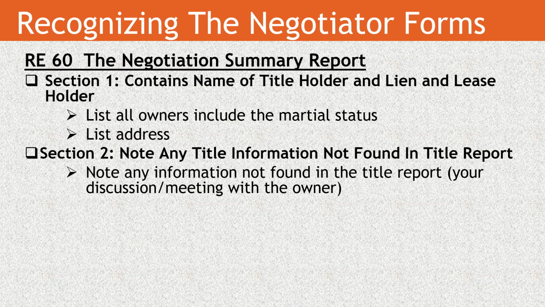All right, the lien hold, section 2 talks about noting any title information not found in the title report. So basically, when you're meeting with the property owner, you're going to discuss the title report with the property owner and note things that may not have been in the title report that are conveyed verbally, so you can write that down in discussion.